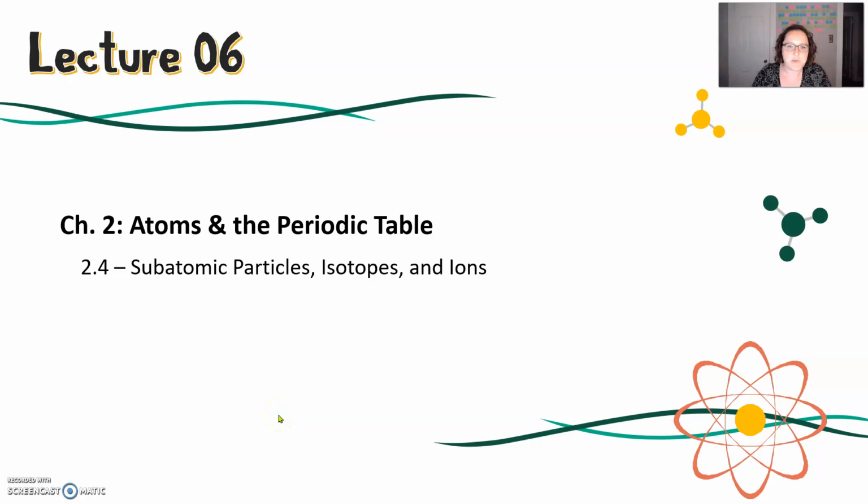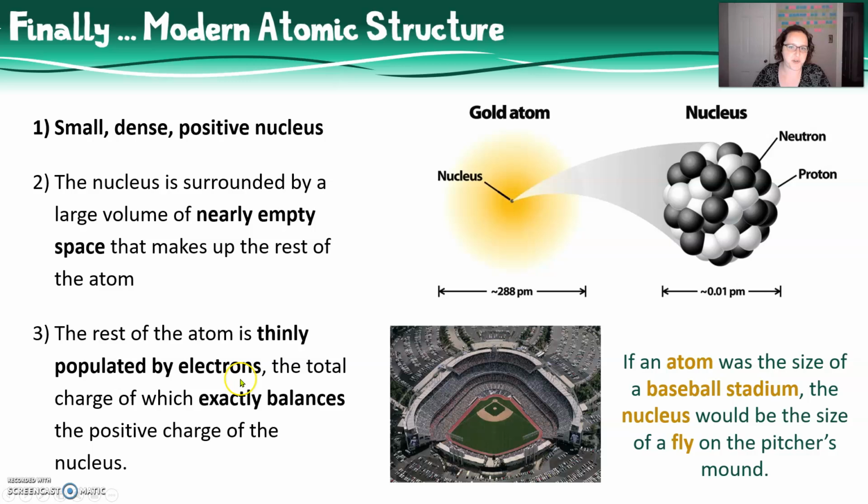In this mini lecture, we will discuss atomic structure and ways of expressing the composition of an atom using atomic symbols. As we saw from our history lesson on the atom, modern atomic structure describes the nucleus as very small and very dense compared to the rest of the volume of the atom, which is mostly comprised of empty space that is thinly populated by electrons.